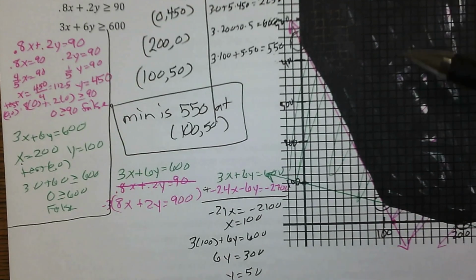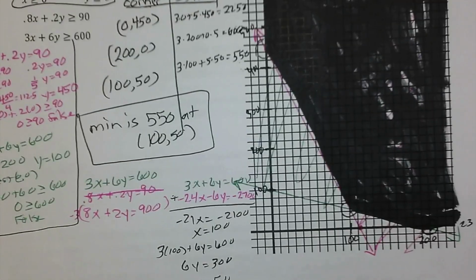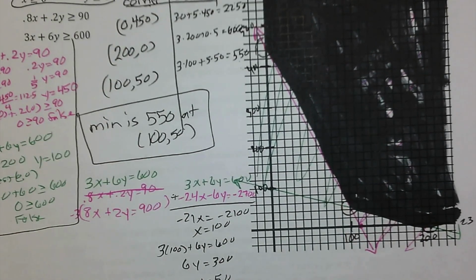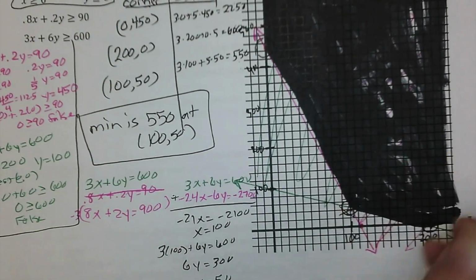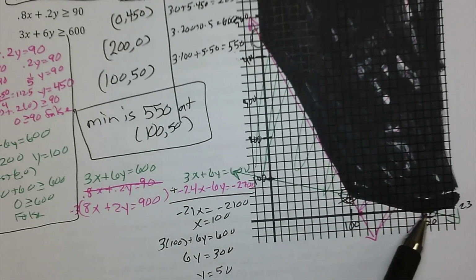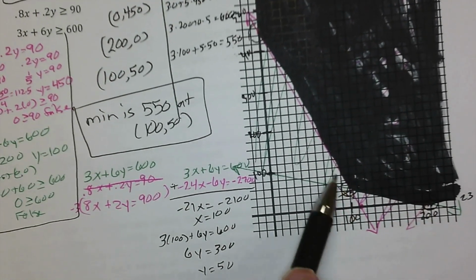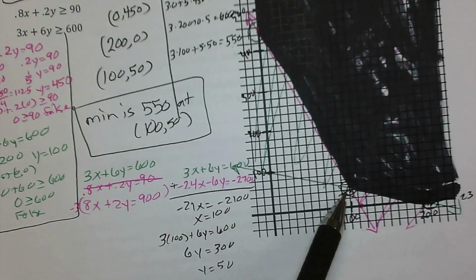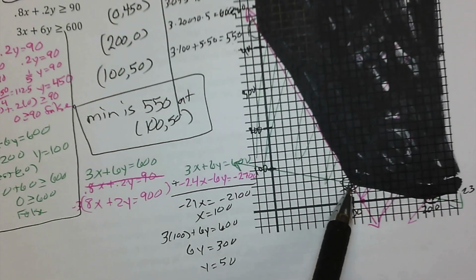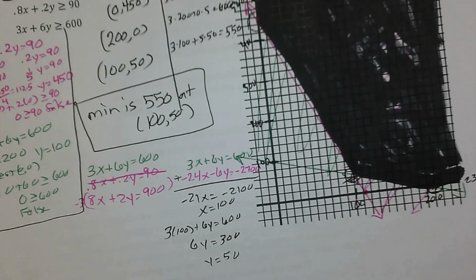Now, this feasible set is unbounded, but look at where the minimum is. It occurs at this corner point right here, which means as we go here, the number gets bigger. As we go here, the number gets bigger. Since it gets bigger in both directions, we are okay to only test those points.